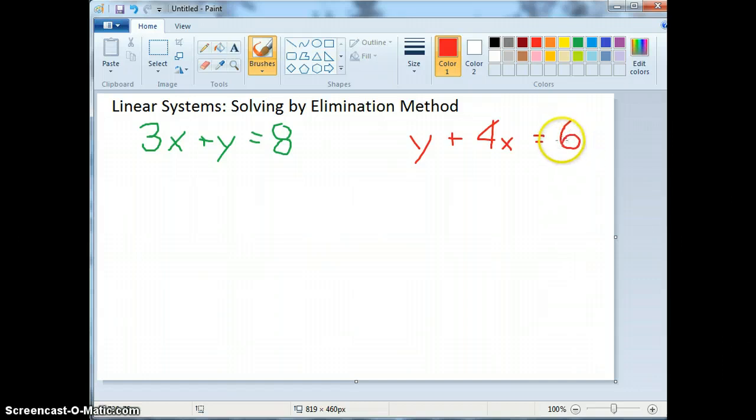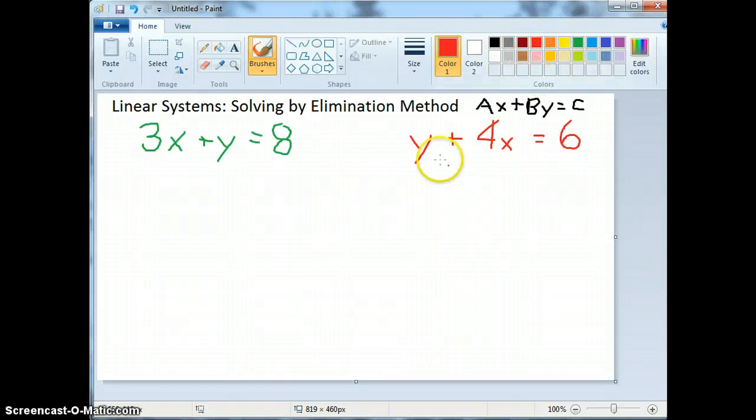Okay, so the most important part about doing the elimination method is to get into standard form. And standard form, if you guys remember, is ax plus by equals c. And you can see this one is standard. You have a, which is 3, the x, the b is just a 1 since you can't see it, the y is just y, and the c would be 8. This one is backwards, right? So what we need to do is change it to standard form.